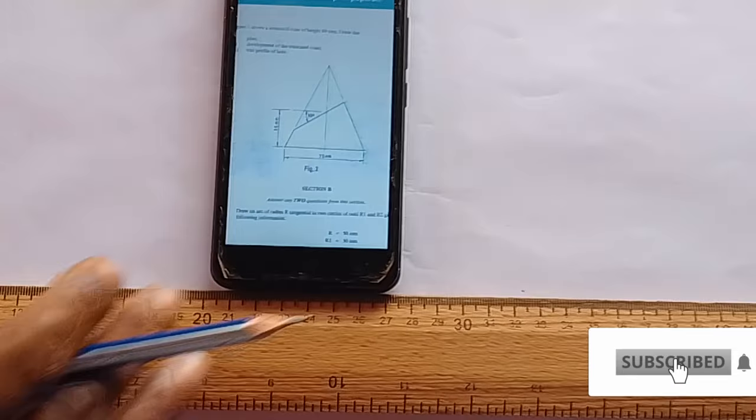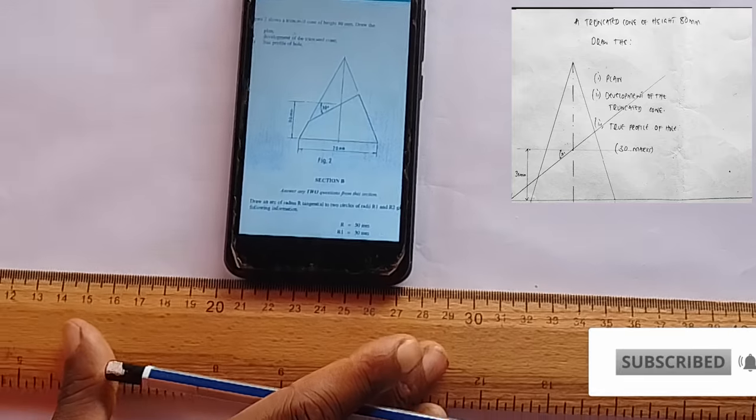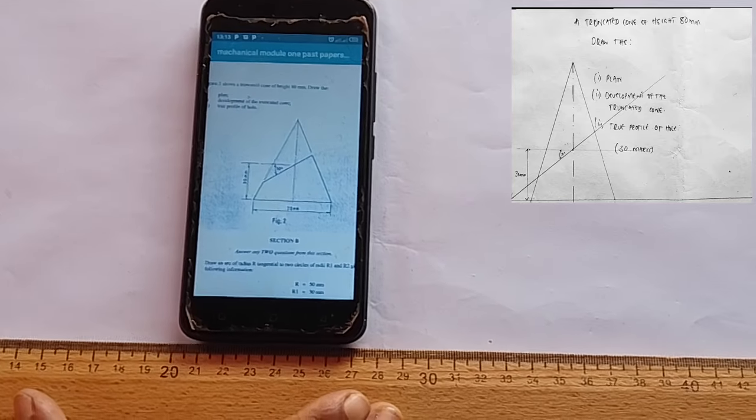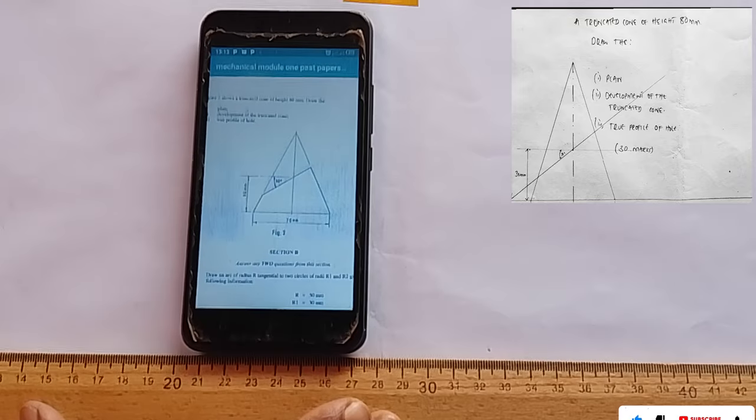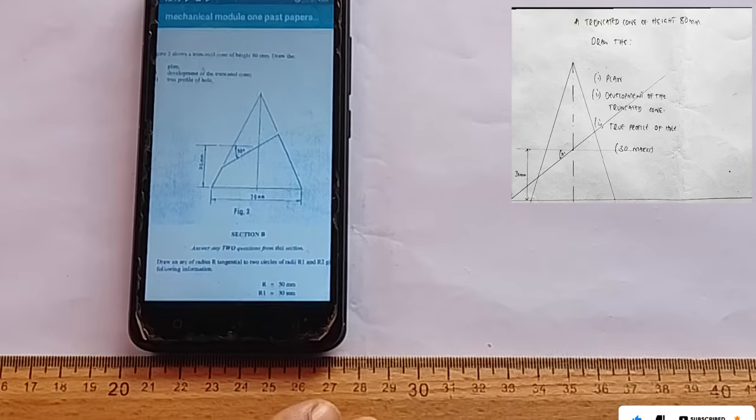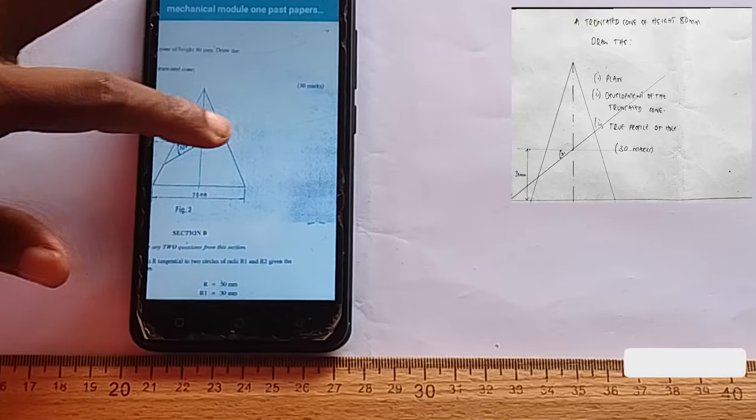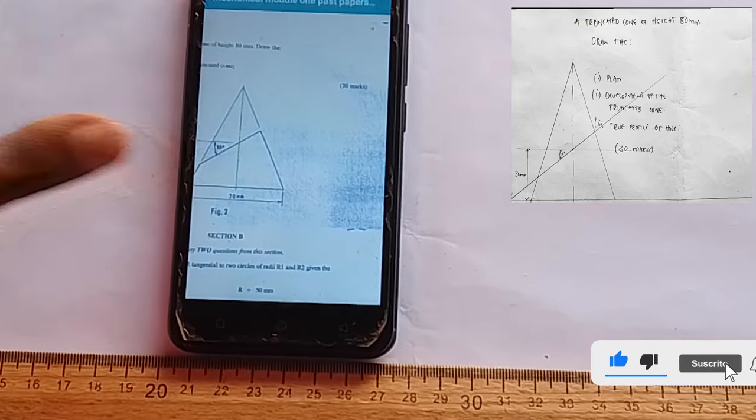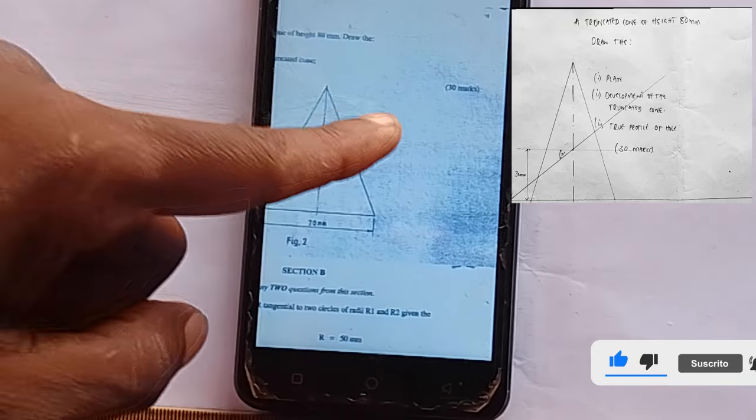Good morning, students. Thank God again for another chance God has given us. Today I want us to look at conic sectioning. It's a topic in engineering drawing 1, and this question is always good marks. As you can see from the mechanical module question, it is 30 marks.